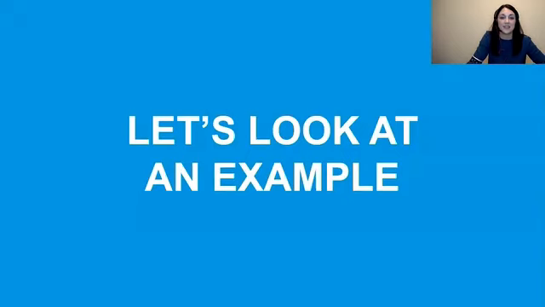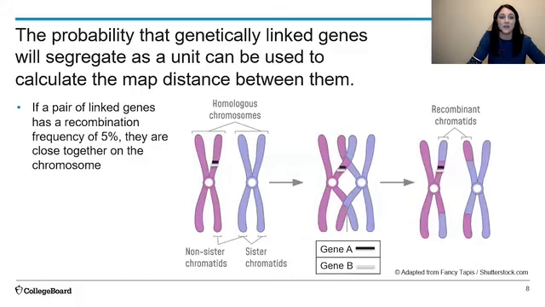So let's look at an example. We have a pair of linked genes that has a recombination frequency of 5%, it's very low, then they are close together on the chromosome. It means they only separate 5% of the time. And these linked genes are considered 5 map units apart.